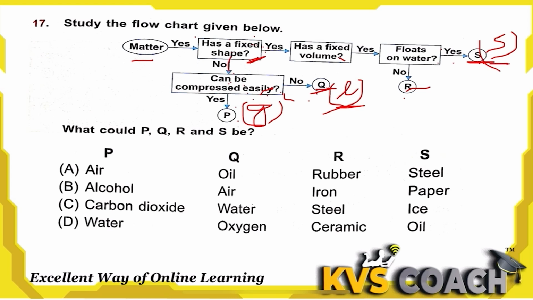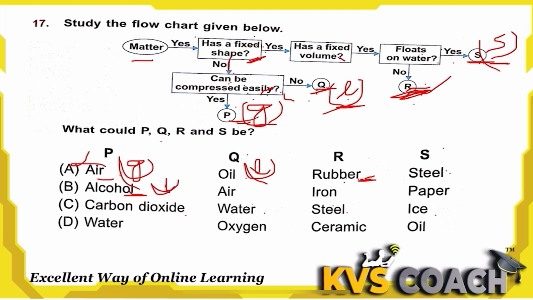So let's check what will be the P, Q, R, S. So first one is air, yes, it is gas. Oil is liquid, right. Rubber can float on water, but here R cannot float on water, it means this is wrong. Second one, alcohol is liquid, but here P is gaseous state, so it is also wrong.